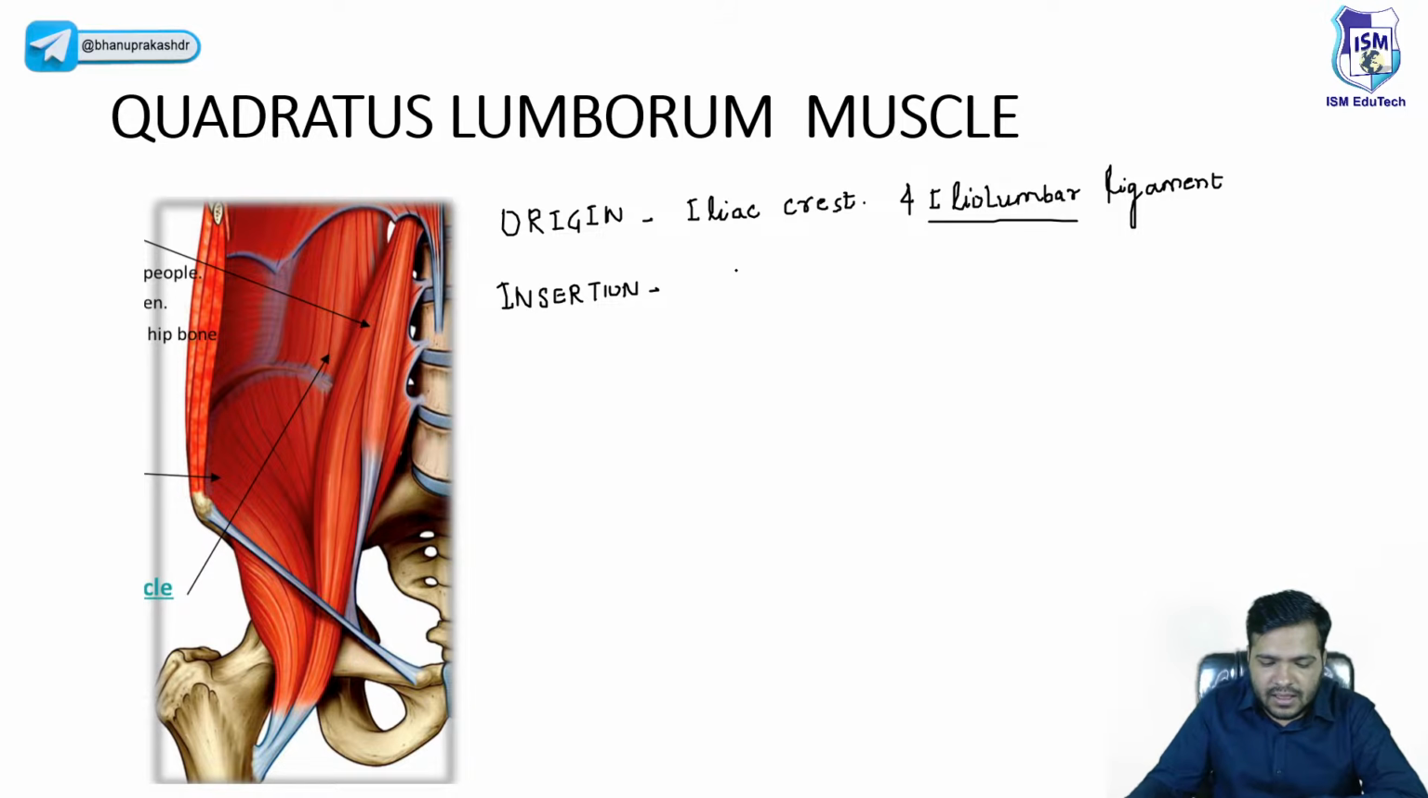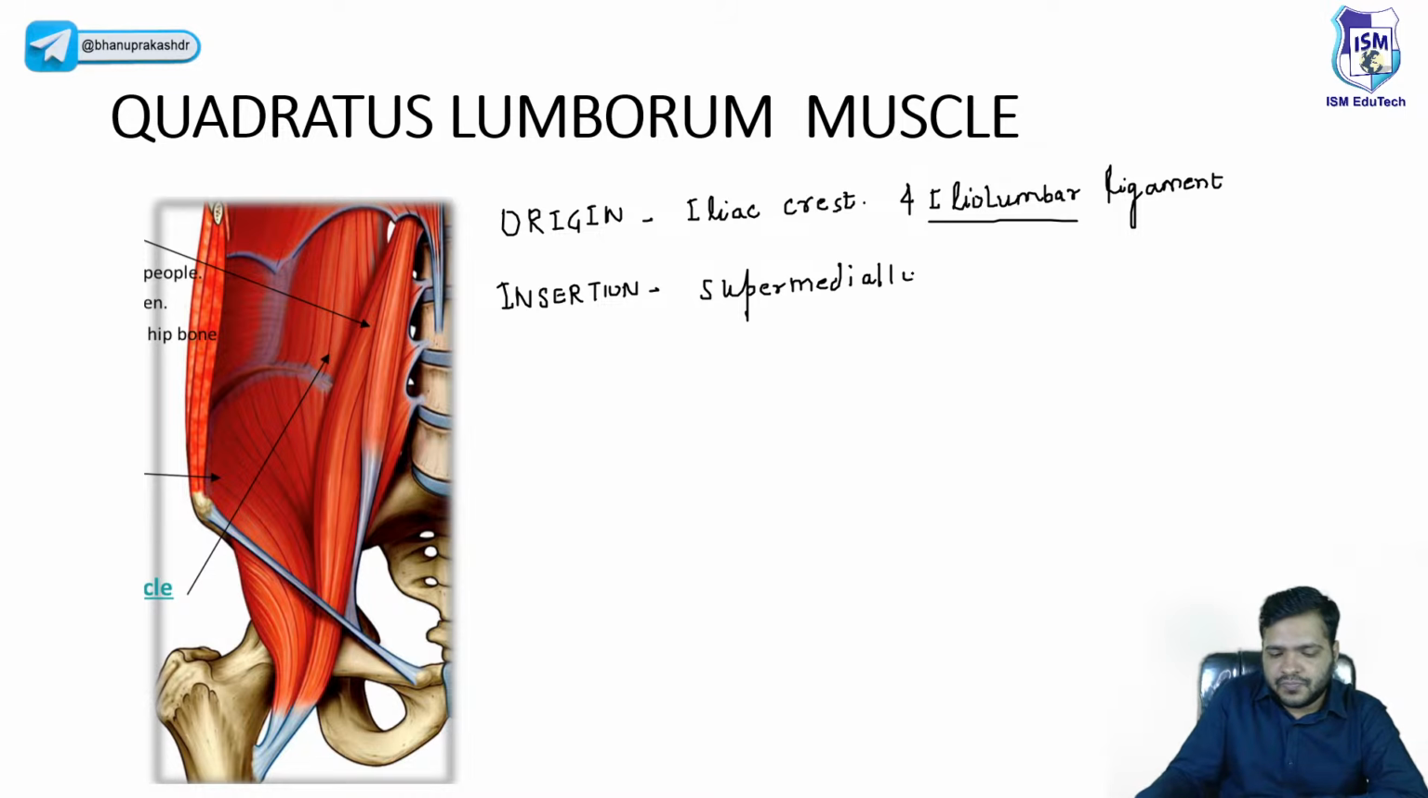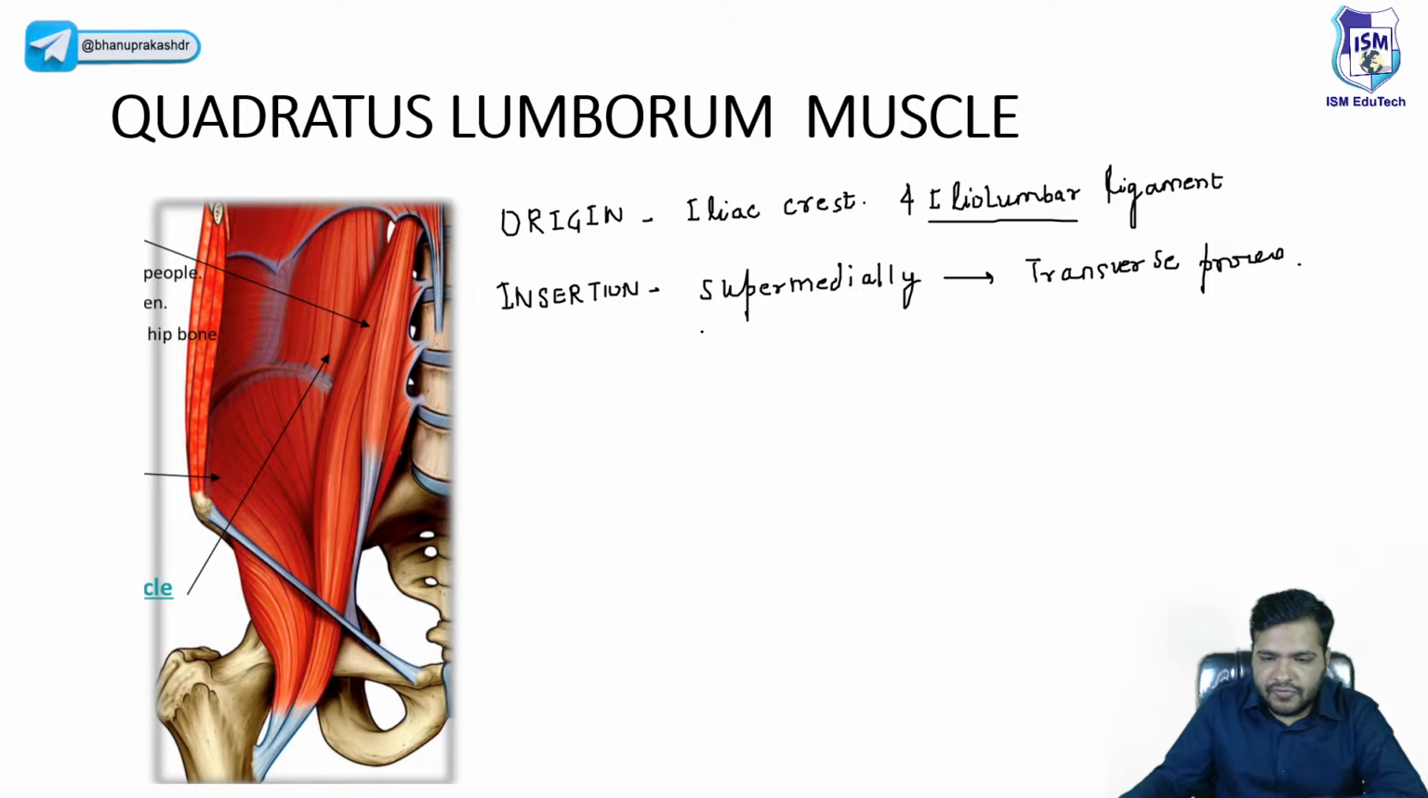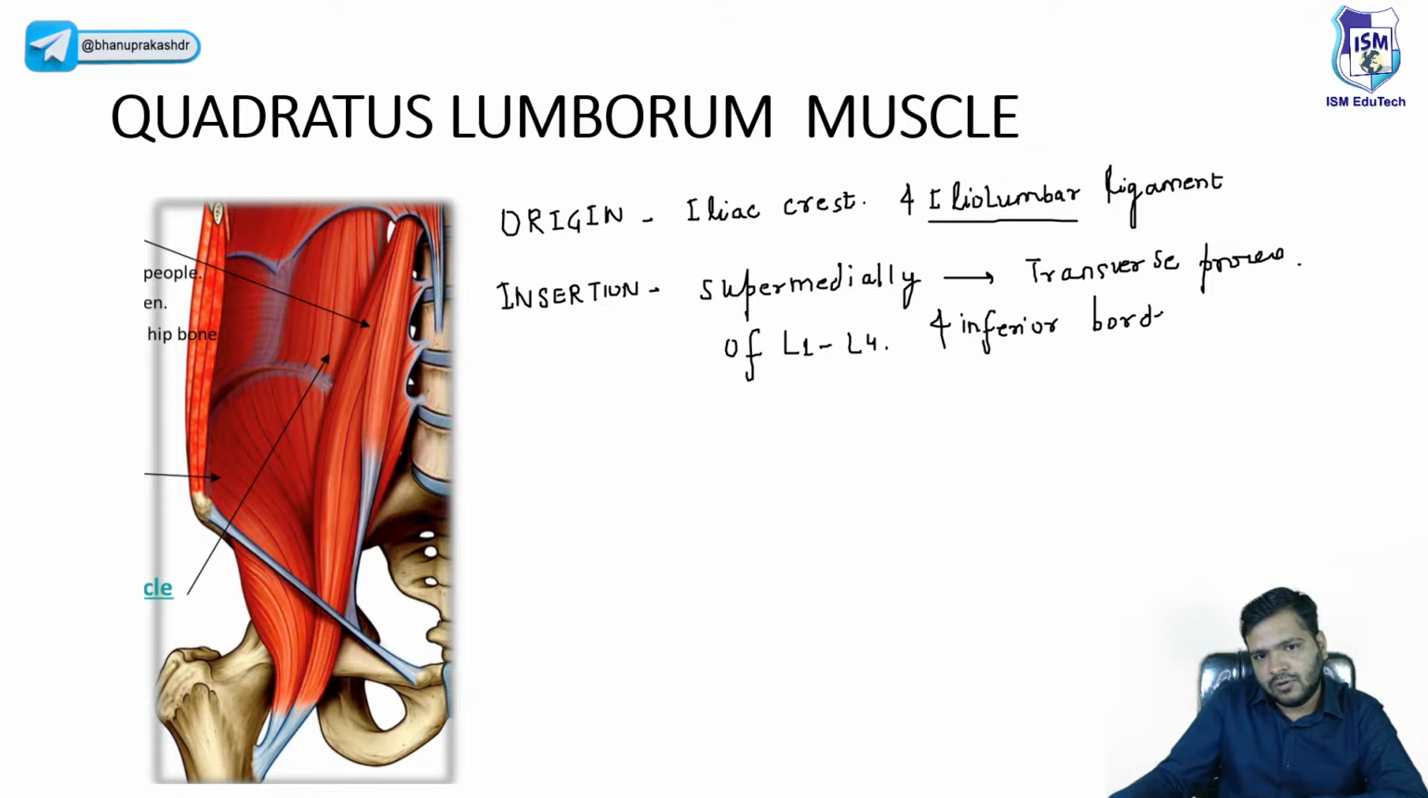So the insertion, okay, they go superomedially. Okay, ये ऊपर की तरफ जा रहे हैं and going towards medial. They are superomedially inserting into the transverse process of L1 to L4, okay, and inferior border of 12th rib. Inferior border of 12th rib.